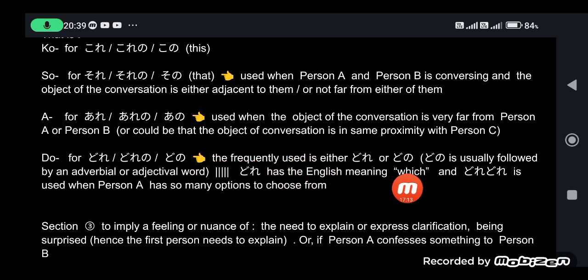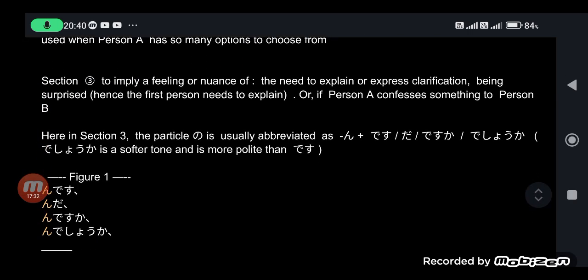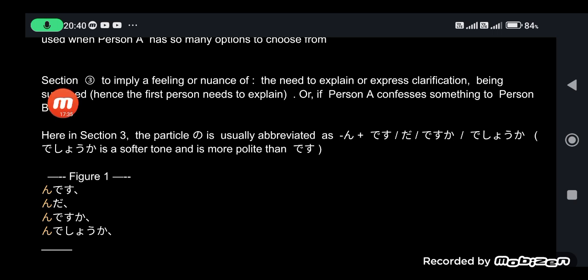Dono is usually followed by an adverbial or adjectival word. Dore has the English meaning which. Let's say you're in a supermarket or market, dore is used when person A has so many options to choose from. And so, section 3. So let's go to section 3.